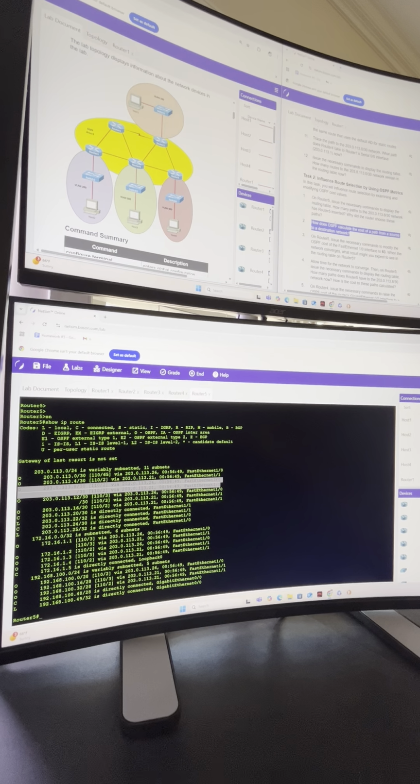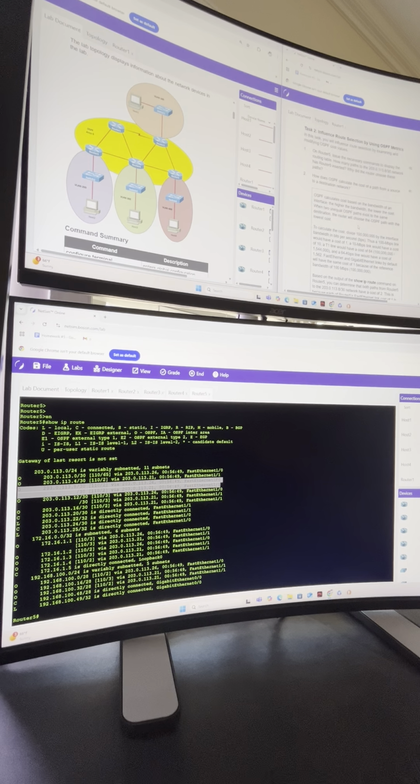Well, we know OSPF does its calculation by looking at bandwidth. So the higher the bandwidth, the lower the cost. That's basically it. The higher the bandwidth, the lower the cost. So it's going to choose the lower cost path to a destination over a higher path cost to a destination. So let's see what Boson is going to say.